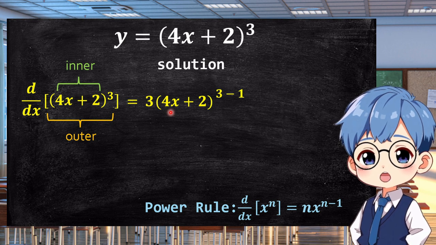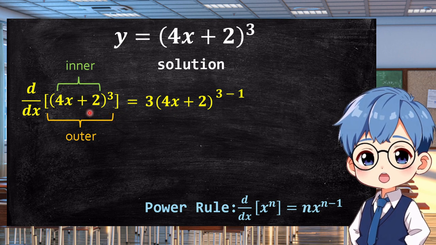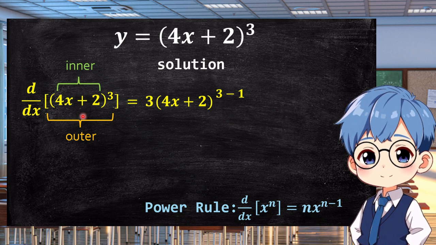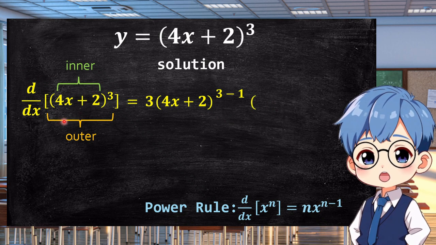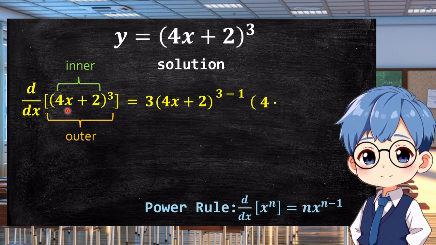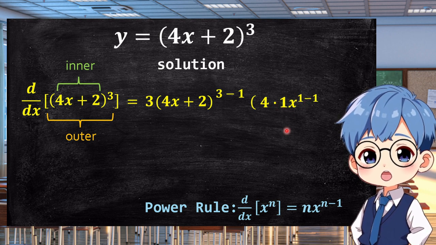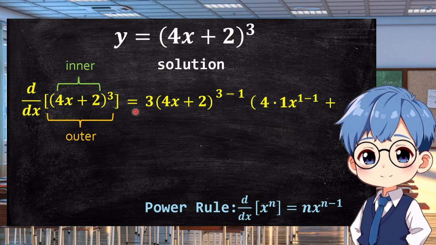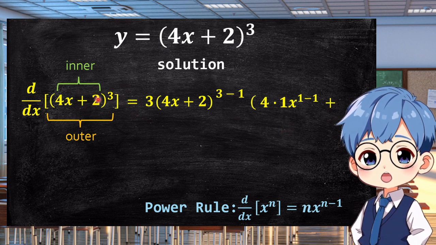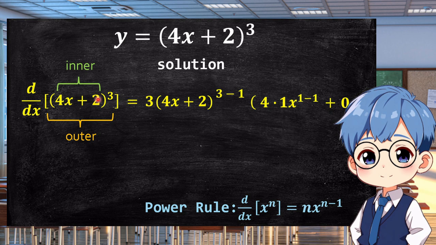And then lastly, we're going to multiply this by the derivative of the inner function. For the derivative of the inner function, we have 4 times the derivative of x, which is 1 times x to the power of 1 minus 1 if we apply the power rule. So we bring down 1. Take note, there is an invisible 1 in the exponent. So we bring down 1 and then subtract 1 from the exponent. And then we add the derivative of the constant. Take note, the derivative of a constant is just 0. So we have here our first line.